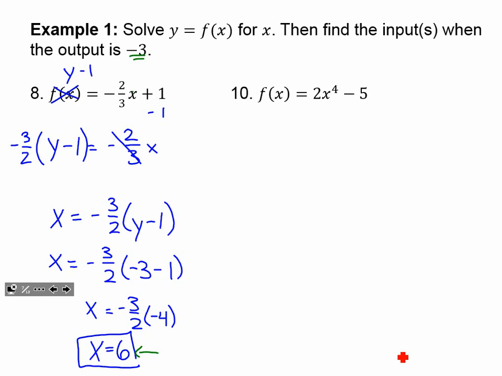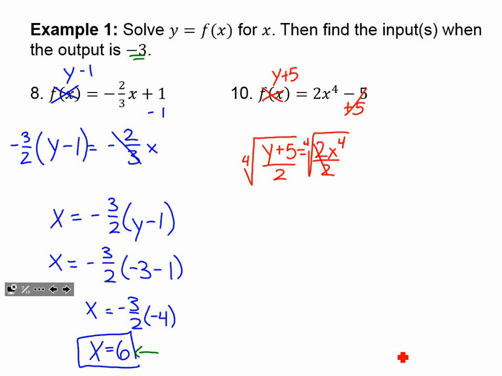Let's try number 10. So here my y value is 2x to the 4th minus 5. Well, y is an output. Let's solve for x. I want to add 5 to both sides. That tells me that y plus 5 equals 2x to the 4th. If I want to keep solving for x, I'll divide both sides by 2. And then I finish solving for x by taking the 4th root of both sides.